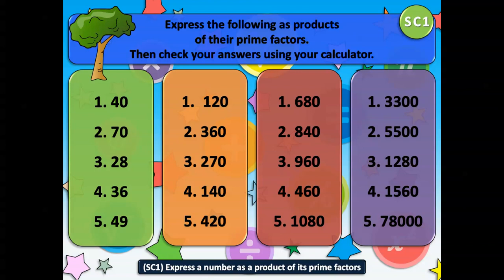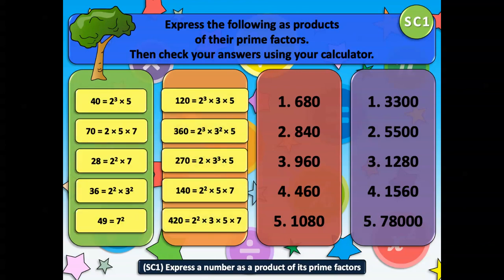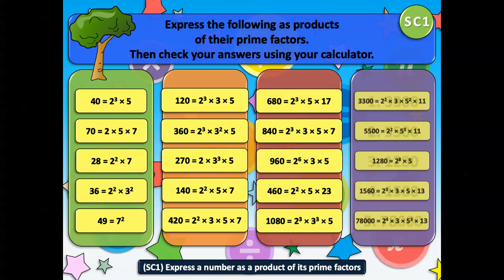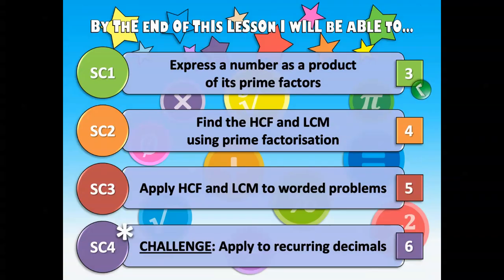Here are your answers. So there's your green answers. There's your amber answers. There's your red answers. And there's your purple answers. And now we've completed success criteria 1.